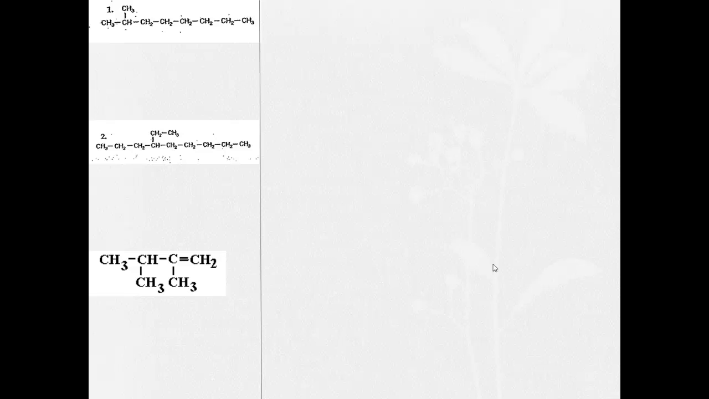Now, let's take a look at a couple more. Here we have one, two, three, four, five, six, seven, eight carbons. So it's going to be oct. All single bonds, so it's octane. There's one methyl group attached, and it's attached to carbon number 2. So it's 2-methyloctane.